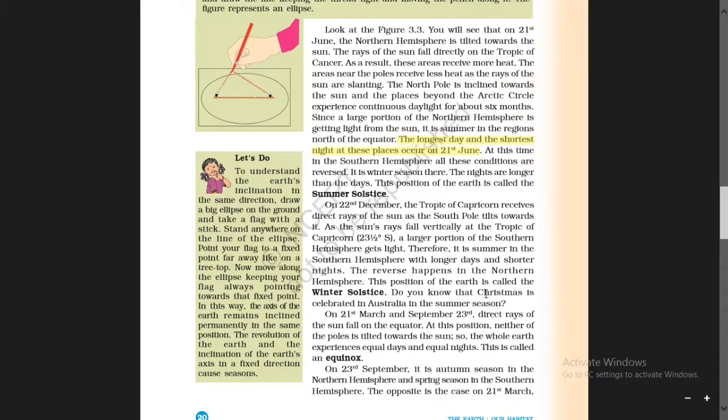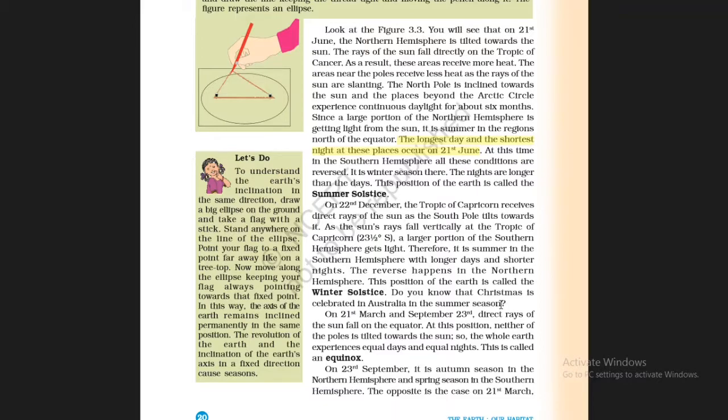Do you know that Christmas is celebrated in Australia in summer season? What is the reason behind it? You may be surprised to hear that. Generally, Christmas is observed on 25th of December in every part of the world.